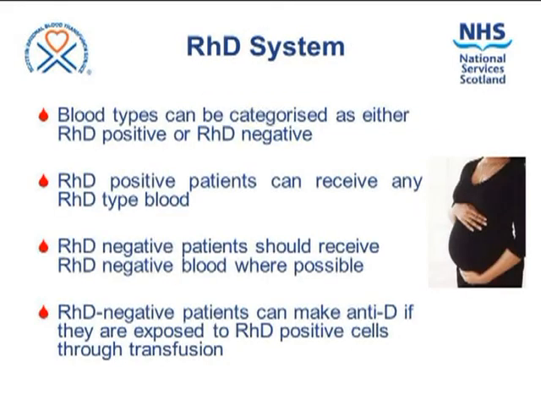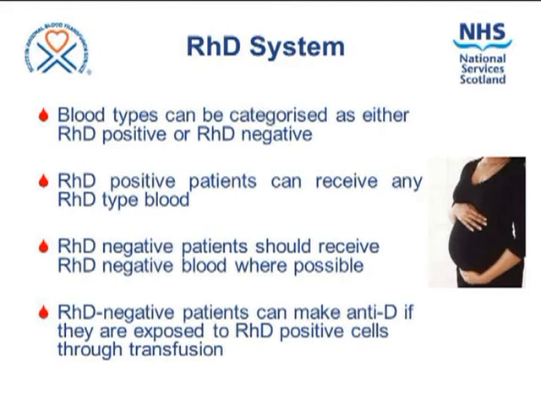The RHD system is the second most important blood group system, since the RHD antigen is highly immunogenic. Individuals can be categorised as either RHD positive or RHD negative. Individuals with red cells which lack the RHD antigen are RHD negative. In the UK, approximately 85% of the population are RHD positive, with the other 15% being negative, although the incidence varies between different ethnic groups. Being RHD negative is usually only significant during pregnancy.